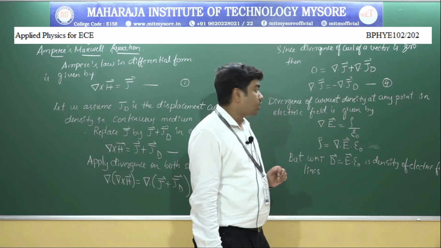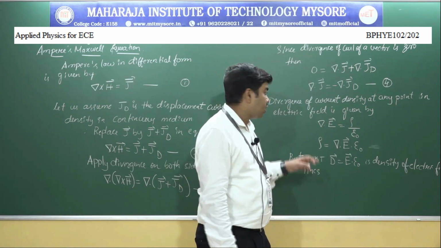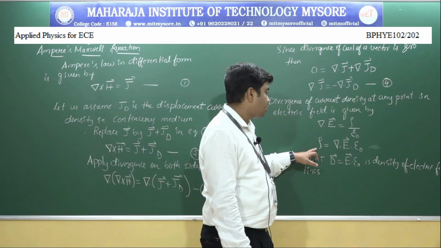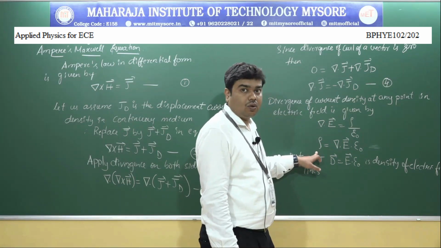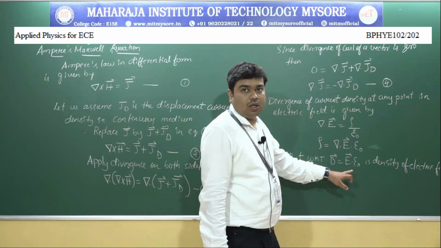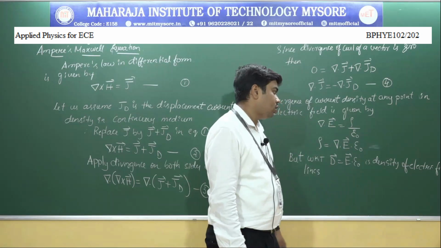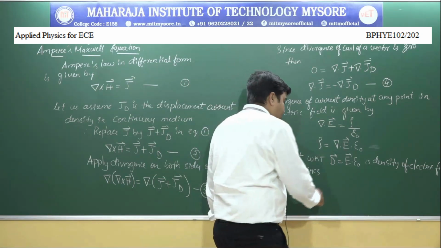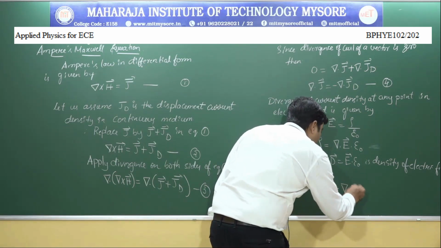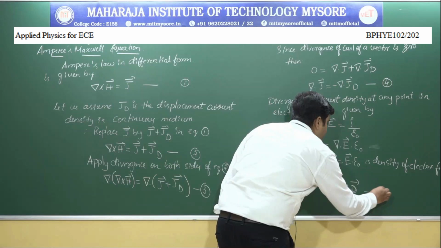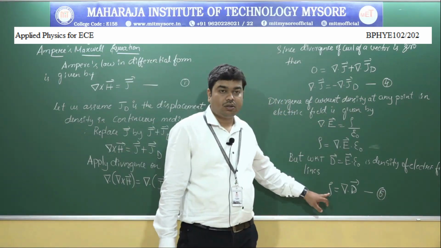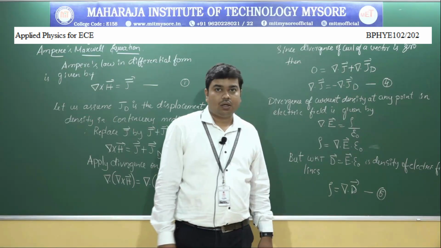So, the divergence at any point in the electric field is given by del dot D is equal to rho by epsilon naught. We just rearrange this equation in order to get rho. So, rho is equal to del dot E times epsilon naught, but we know that D is equal to E into epsilon naught, that is the density of electric field lines. So, we can write rho is equal to del dot D, we will call this equation 5. So, we got the charge density as rho is equal to del dot D.